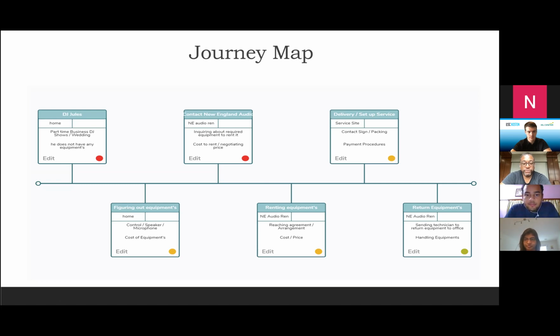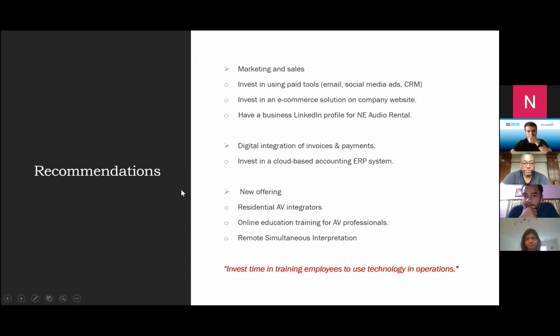So that brings us to the final part of our presentation. We identified some gaps in the digital audit, and so we came up with three main recommendations. The first one is relating to marketing and sales.